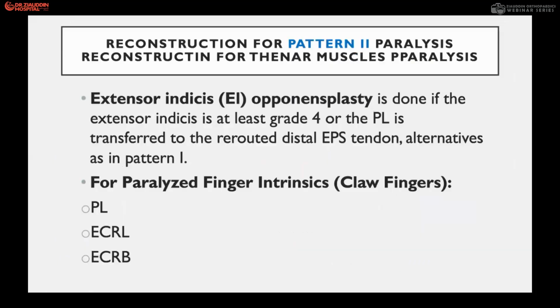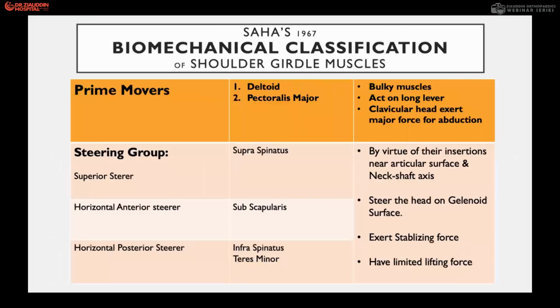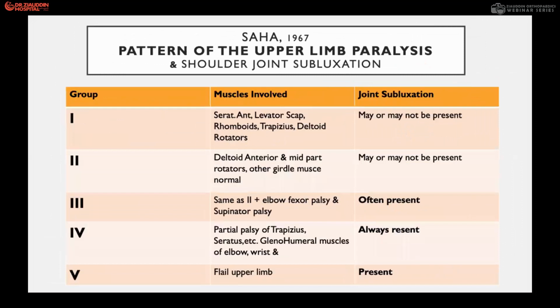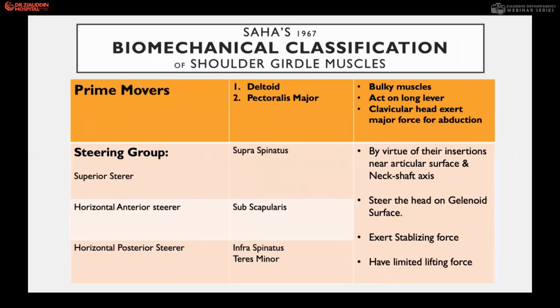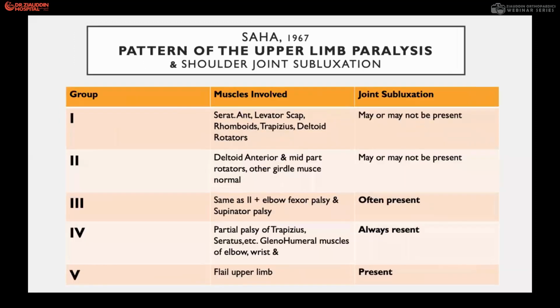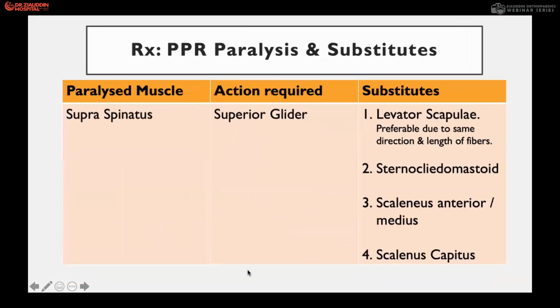To go briefly as the summary, Saha has classified muscles as the prime movers, steering group, and the depressor group. And then there is muscle paralysis around the shoulder joint with dislocations. In type 1, type 2, and type 3 paralysis, there is mild paralysis. There may not be subluxation of the shoulder joint. In type 4 particularly, there is a significant paralysis of the trapezius and glenohumeral muscles, so dislocation may be there. And type 5 pattern is the paralysis of the shoulder joint with the flail shoulder joint.